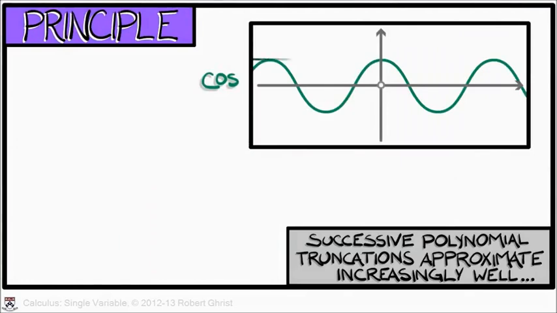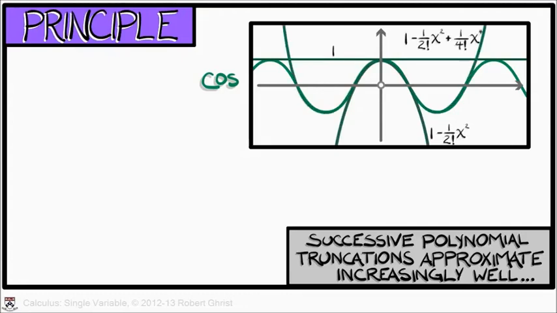Well, let's consider cosine of x. We know that the terms in the series expansion go like 1, and then 1 minus x squared over 2, and then 1 minus x squared over 2 plus x to the 4th over 4 factorial. And what we see is that we're getting closer and closer to what cosine is doing. The more terms that we add in this series, the better an approximation to cosine we obtain.